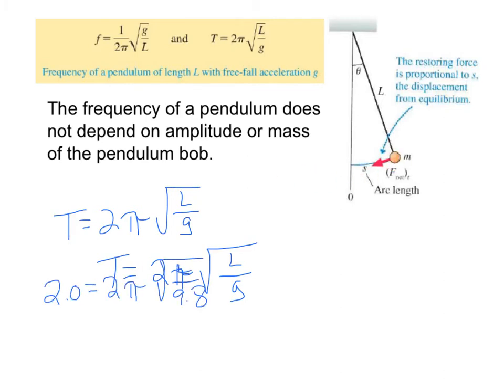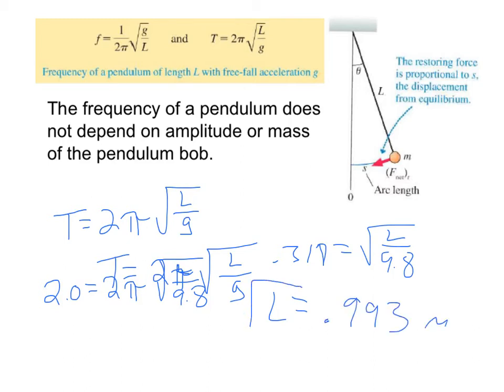So we substitute in our values, we divide by 2 pi, we get 0.318 equal to the square root of L over 9.8. Square both sides, solve for the length, we end up with 0.993 meters. So 99.3 centimeters will be the length of that pendulum, regardless of the mass at the bottom.